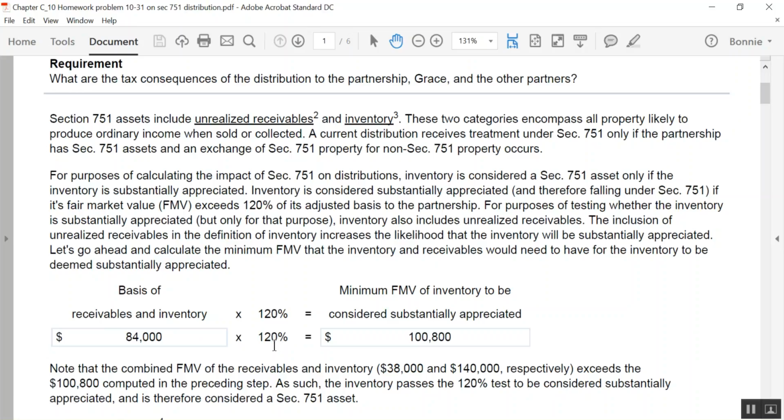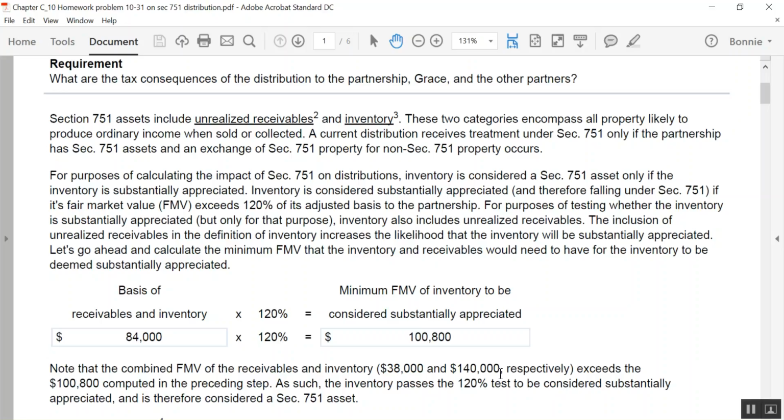I multiplied that times 120%, and that came out to 100,800. And the combined fair market value of the receivables and inventory was 38,000 fair market value of the receivables and 140,000 fair market value of the inventory. So that totals 178,000.